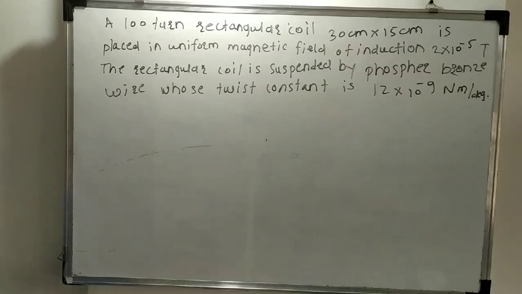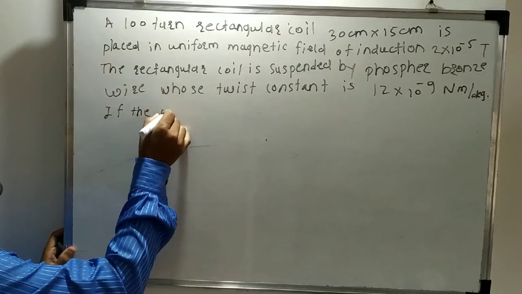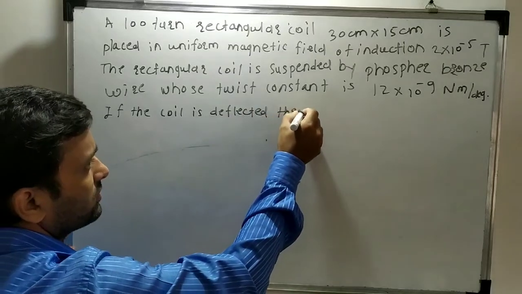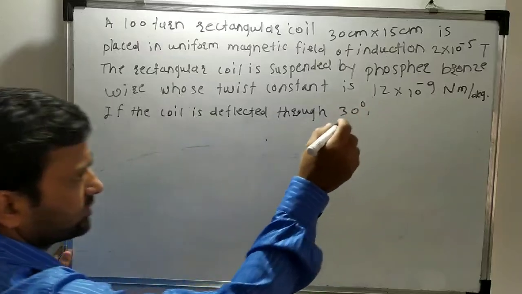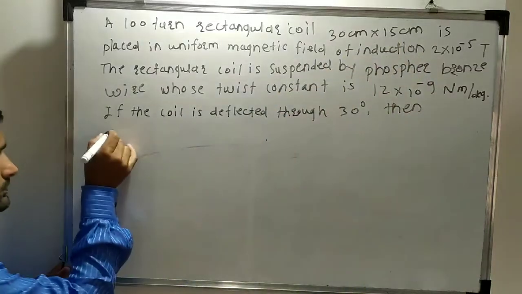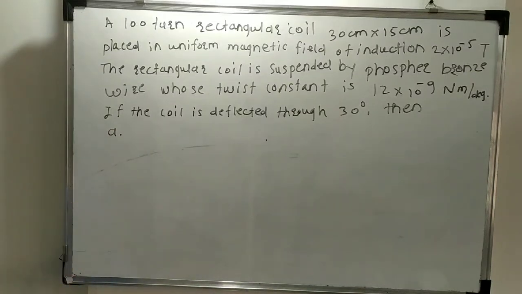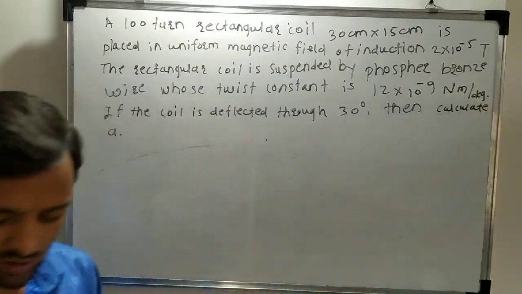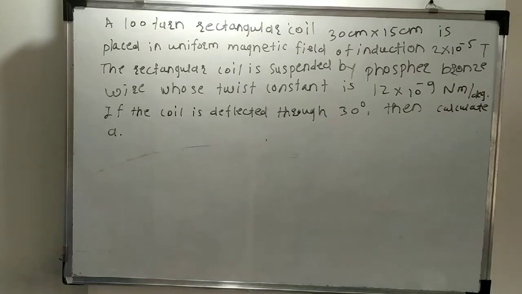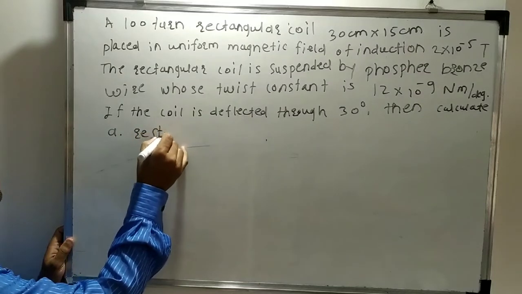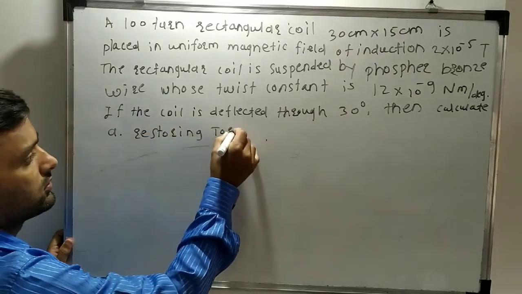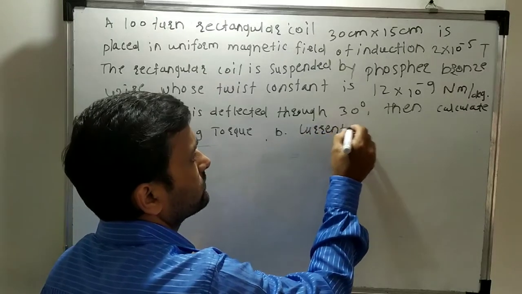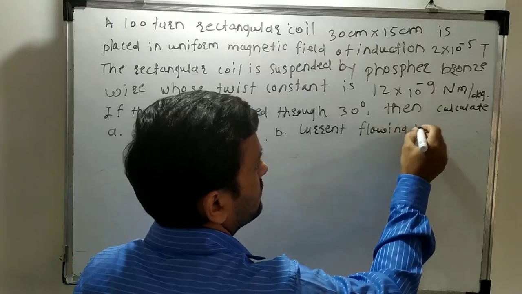If the coil is deflected through 30 degree, so the angle is given, then calculate what is to be determined. Here we have to calculate the restoring torque and the current flowing through the coil.